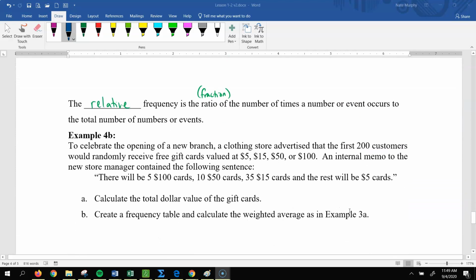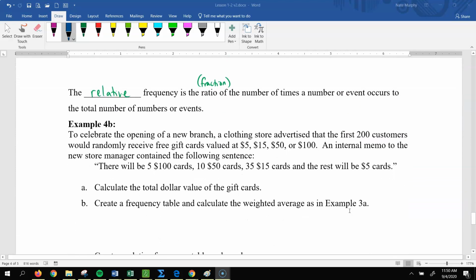All right, let's end by looking at what's called a relative frequency. A relative frequency is a ratio. Okay, now if you've forgotten what a ratio is, it's simply a fraction that compares the number of times a number or event occurs to the total number of numbers or events. So let's look at an example to illustrate this.